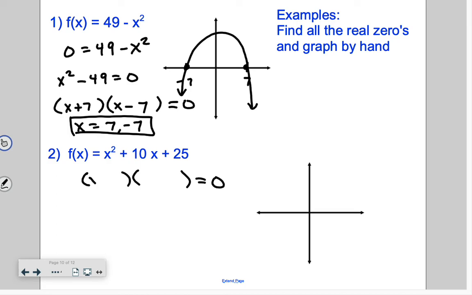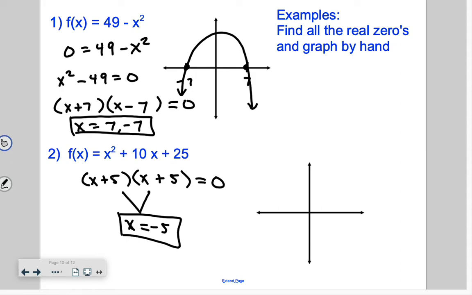If you factor this, we get x plus 5, x plus 5. Which means, what's the zero? Negative 5. x equals negative 5. But because of the fact that I had 2 of the same factors, what does that mean about that zero? It's a double root, which means it just touches the x-axis at that point. Remember, if you have a single root, like we did up above here, that means it's going through the x-axis. If it's a double root, that means it's just touching the x-axis at that point.